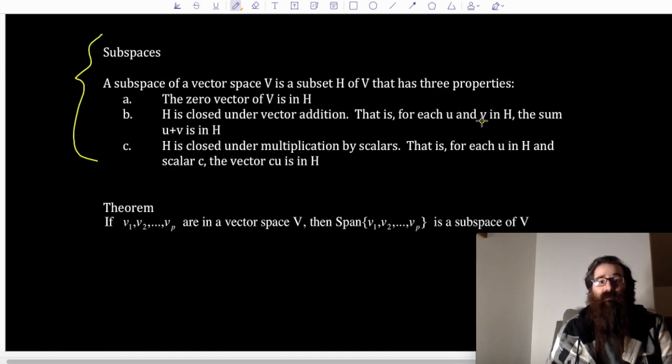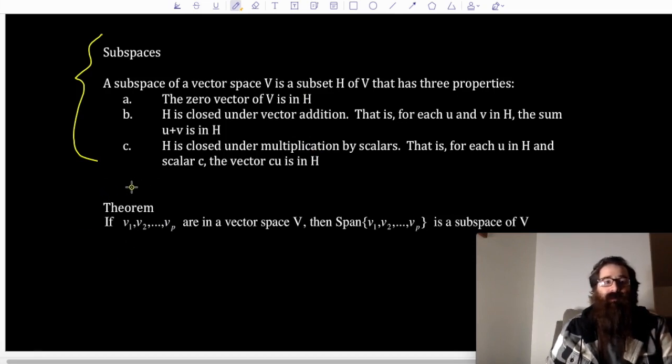So that means if u and v exist in H, the sum u plus v is in H. And I also need to be closed under multiplication by scalars. So that means if I have an element u that's in the subset H, and any scalar c, any real number c, I need that c times vector u stays in H. We've dealt with this before, so we're really going to be talking a lot about subspaces again when dealing with vector spaces. And we have a very nice theorem that connects these ideas together.